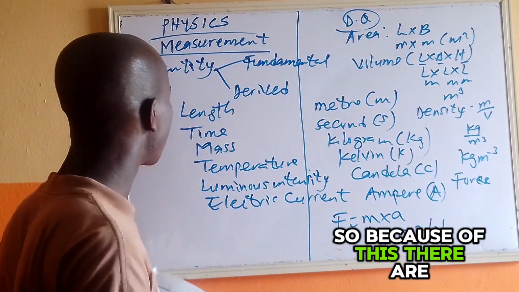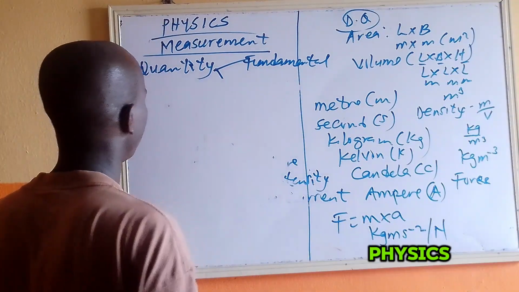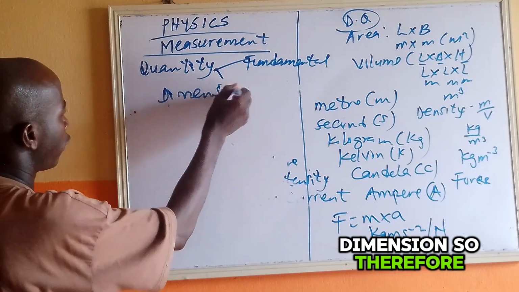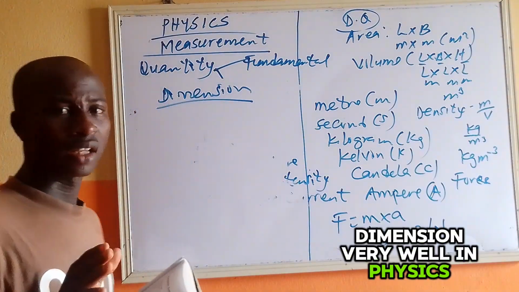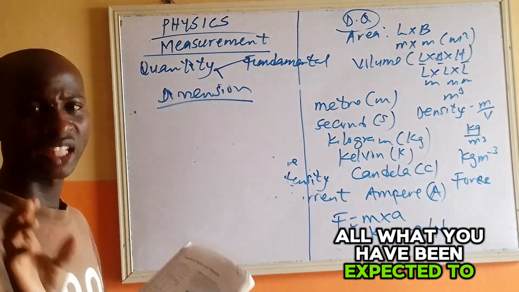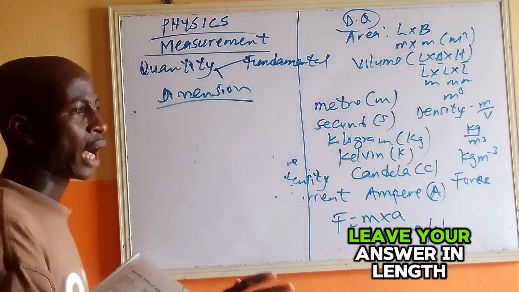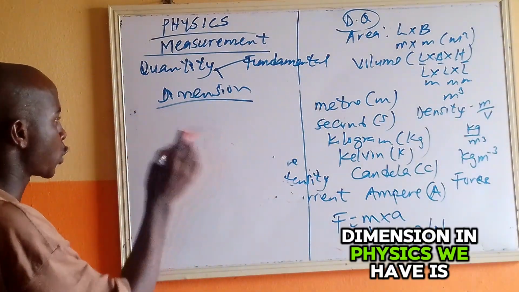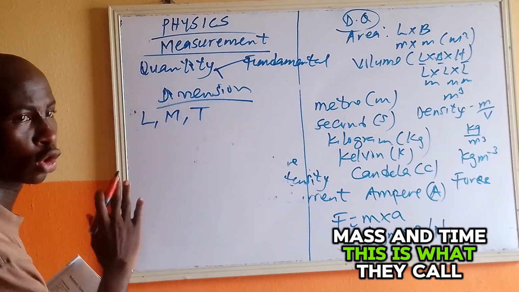Because of this, there is something we call dimension in physics. Therefore, there is a way for you to know this dimension very well. In physics, when you are given dimension, all you are expected to do is make sure you leave your answer in length, mass, and time. This is what they call dimension.